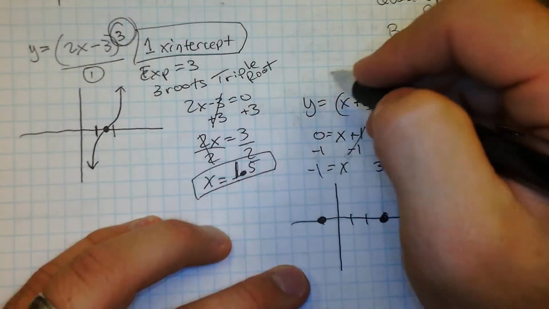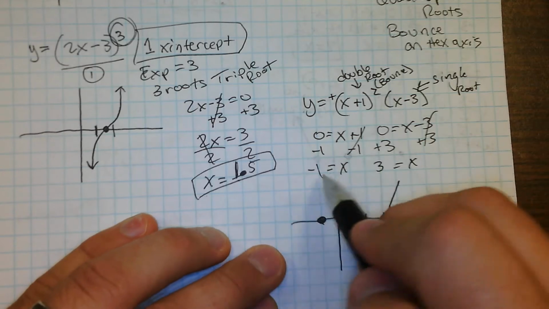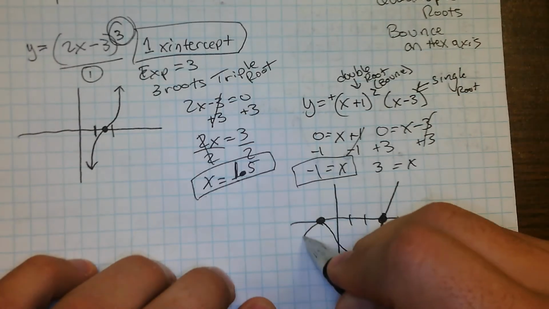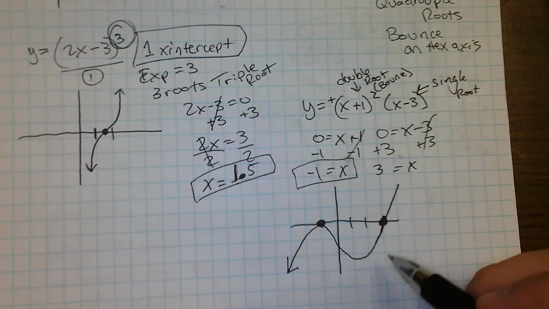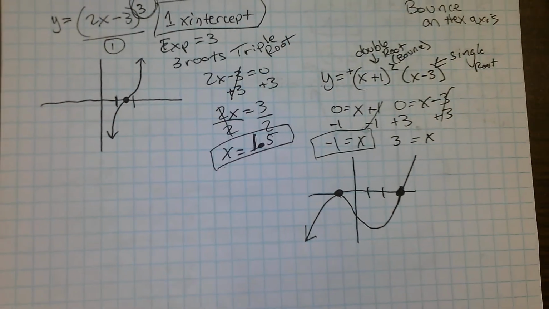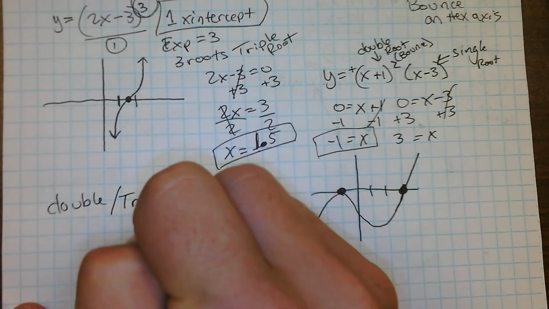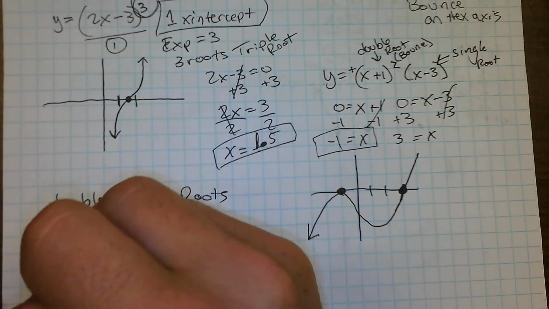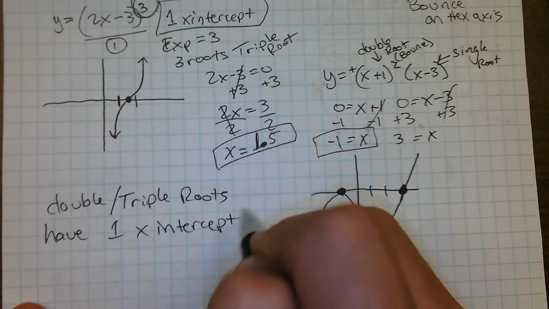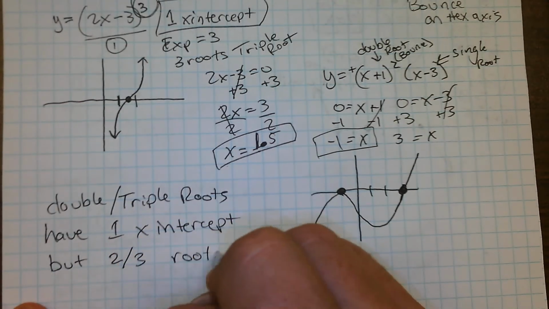Okay, now because this is a positive function, the ending behavior goes up. But now, whenever I get to the x-intercept of negative 1, because it's a double root, my graph is going to bounce. Okay, so if I come up, when I hit it, it'll bounce back down. Okay, and again, double and triple roots have one x-intercept, but 2 or 3 roots.